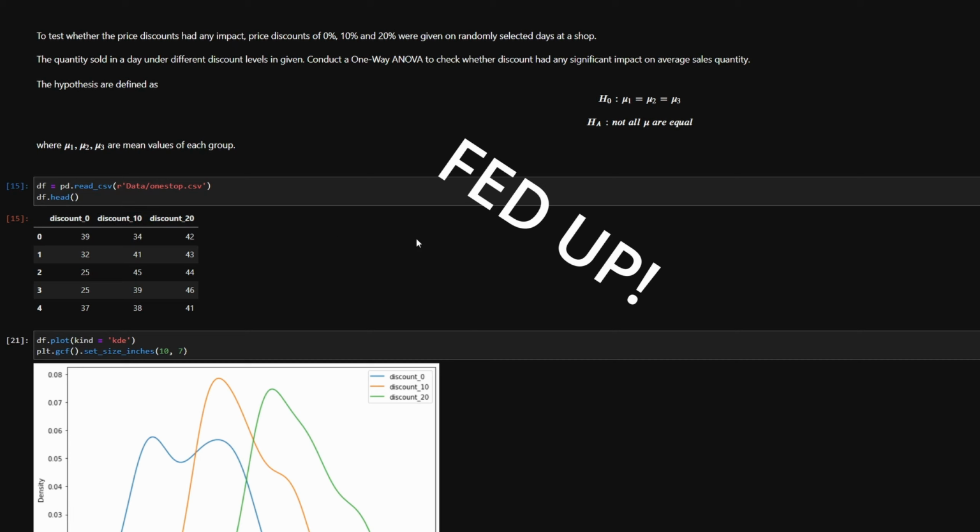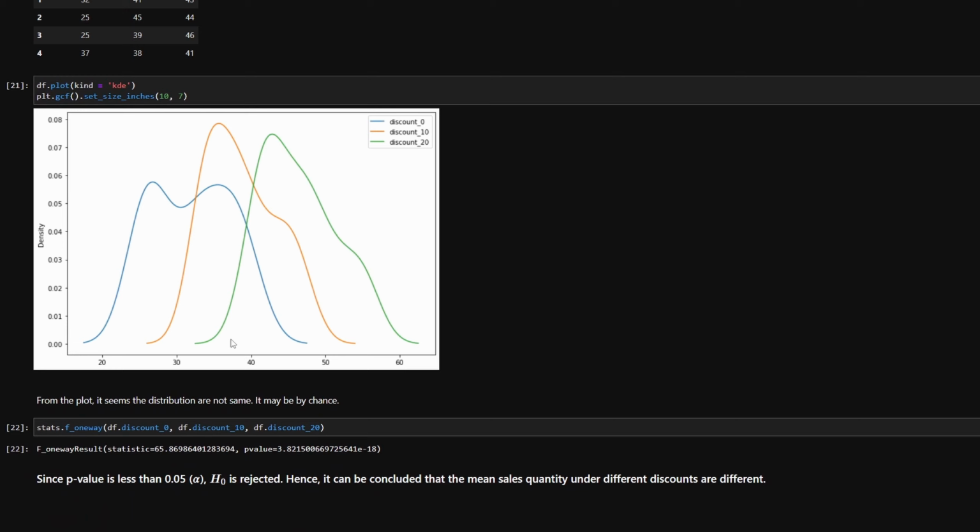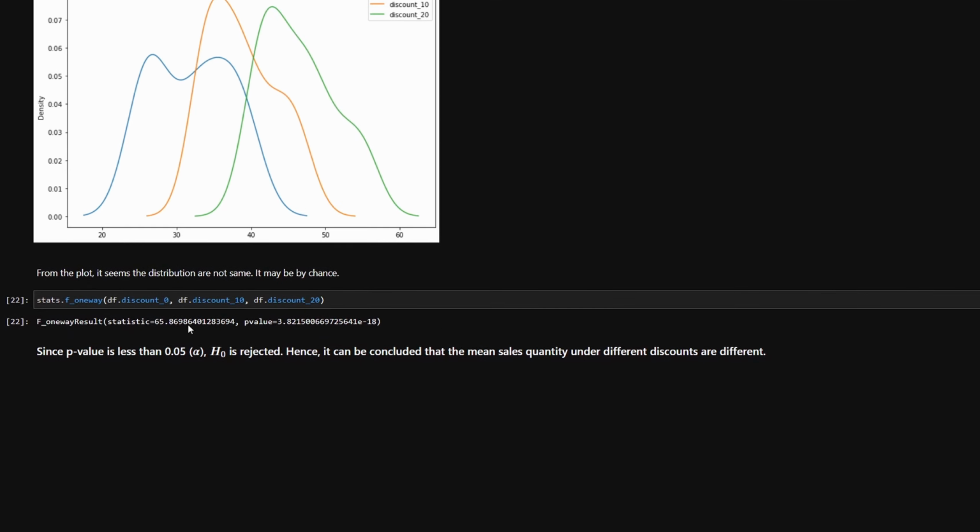Let's just do one thing more. We'll see their plot or the distribution. So the distribution looks kind of different. That means the average sales quantity that we have might have come by chance, but we are going to conduct a test to prove it. We are again going to use the stats library and one-way ANOVA f_oneway, and we are going to give the three respective columns: discount 0, discount 10, and discount 20. And when we run this, we get the results as follows.